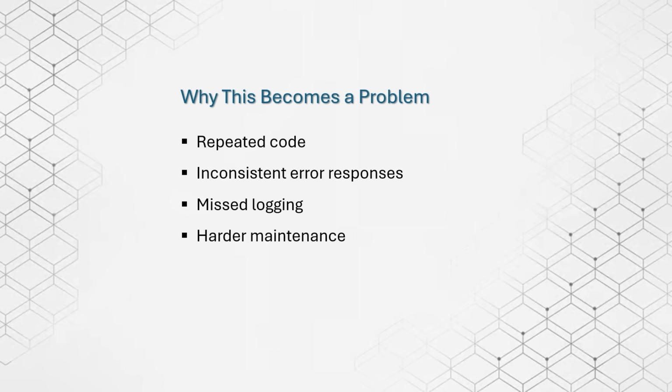When every controller handles errors differently, one endpoint may return plain text, another may return JSON, and another may forget to log the exception entirely. As the application grows, this becomes difficult to maintain and troubleshoot.